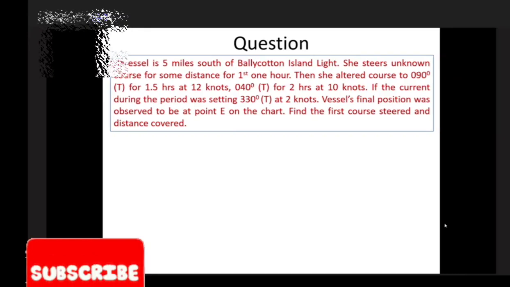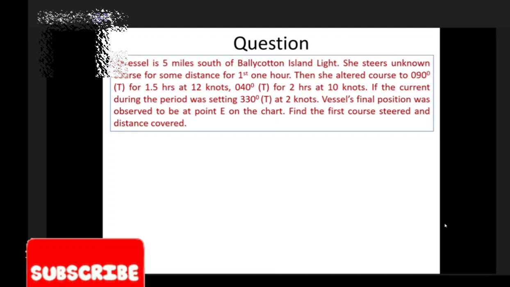We have changed what is given and what is to be found out. A vessel is 5 miles south of Ballycotton Island. She steers an unknown course for some distance. So we don't know the distance, we don't know the course. Both the things are missing. For the first 1 hour, we know the duration for which the things are missing.